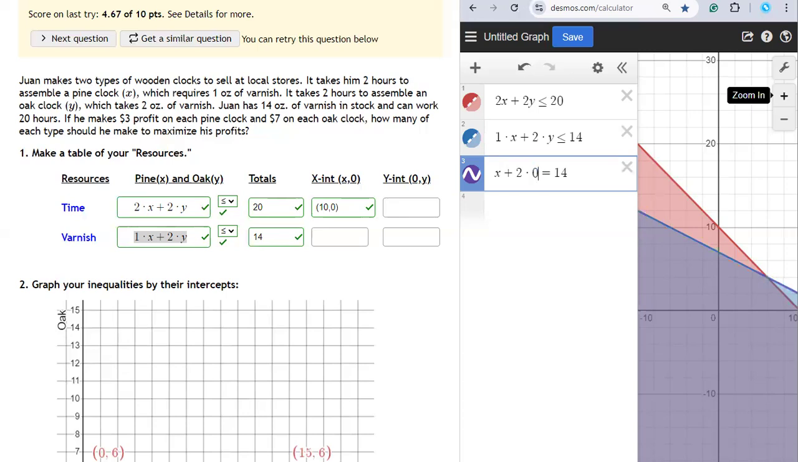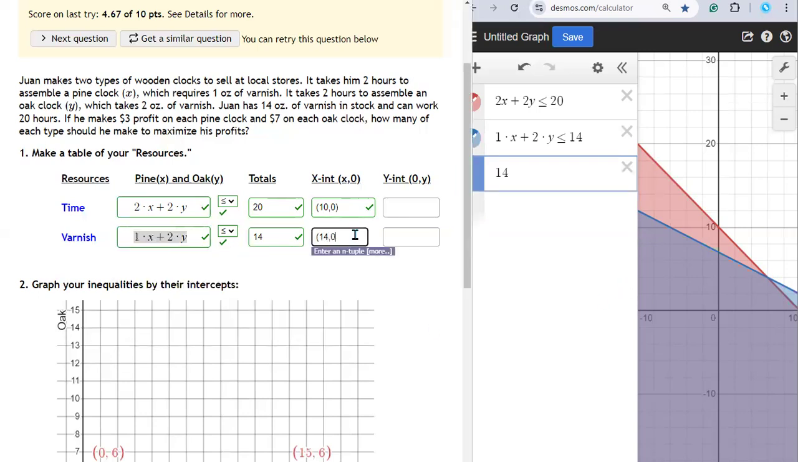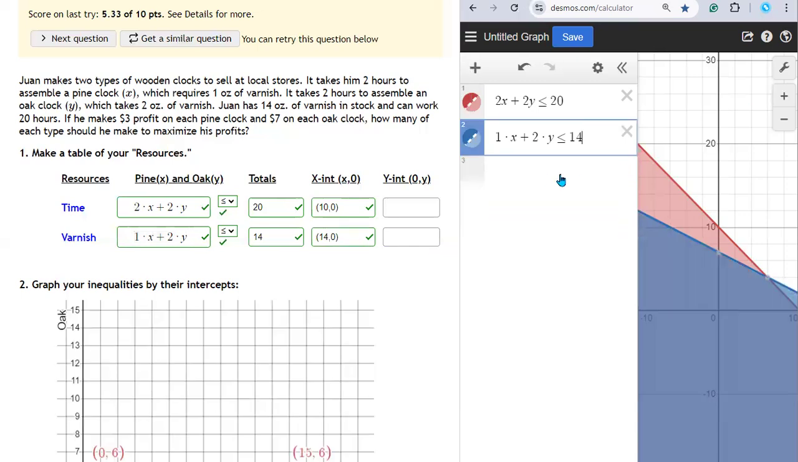We want to know what x is when y is 0. And then 2 times 0 is 0. X plus 0 is x. X equals 14. So here we're going to type parenthesis 14 comma 0 close parenthesis. Now we need to get the y-intercepts.